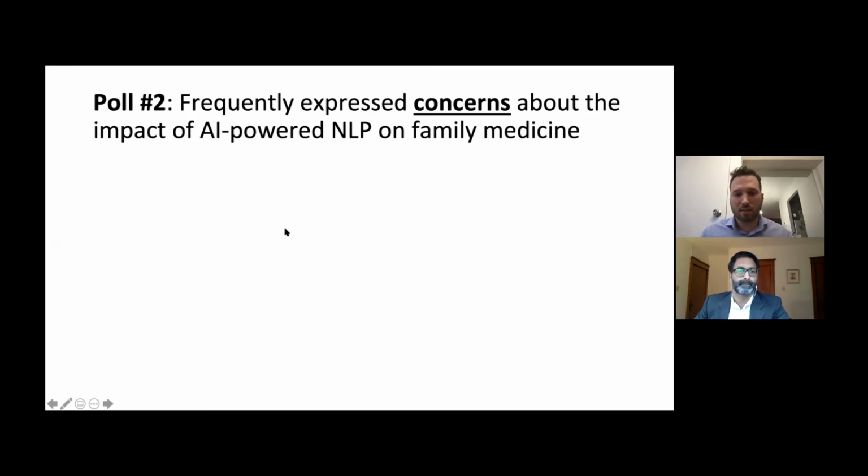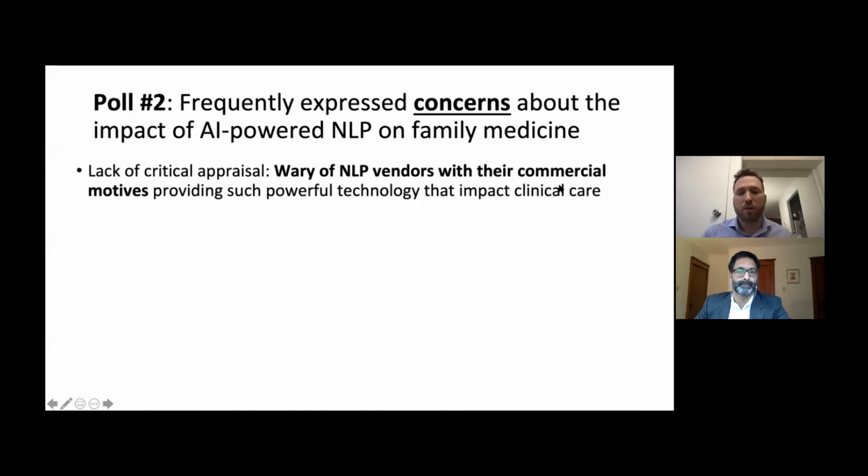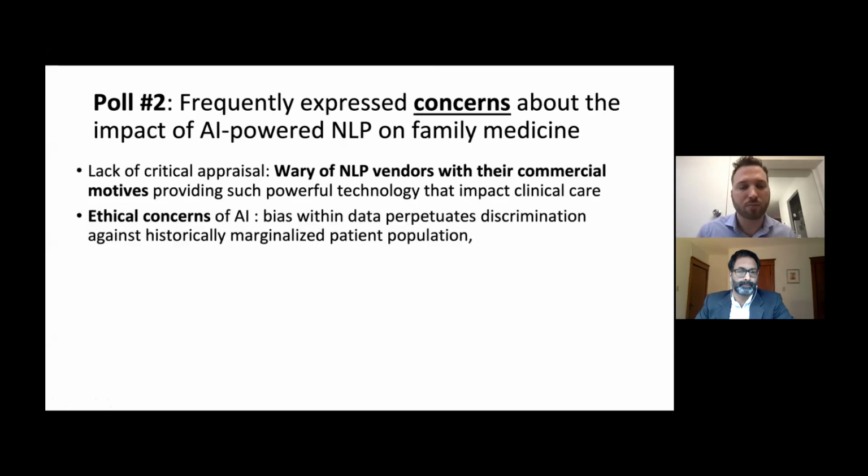So some of the things are exactly what we have in this poll. I'm going to go into details on a few of these, but the first one is a lack of critical appraisal of the tools that NLP vendors are selling, and their motives. They're going to start selling more and more. There are the ethical concerns, a particular focus for me, and as we should all be collectively: if the models are trained on data that is not calibrated in the development of the tools, they can perpetuate the discrimination that has historically existed for marginalized patient populations.